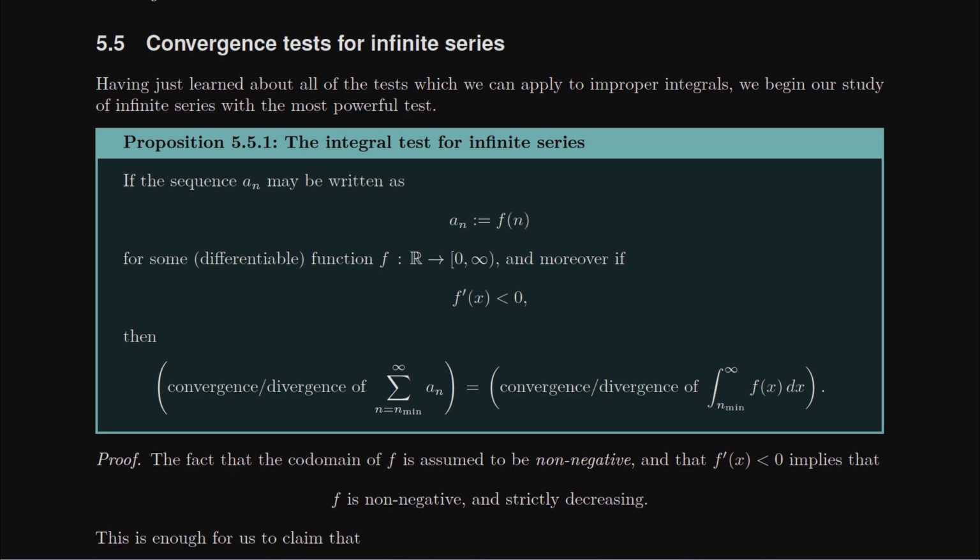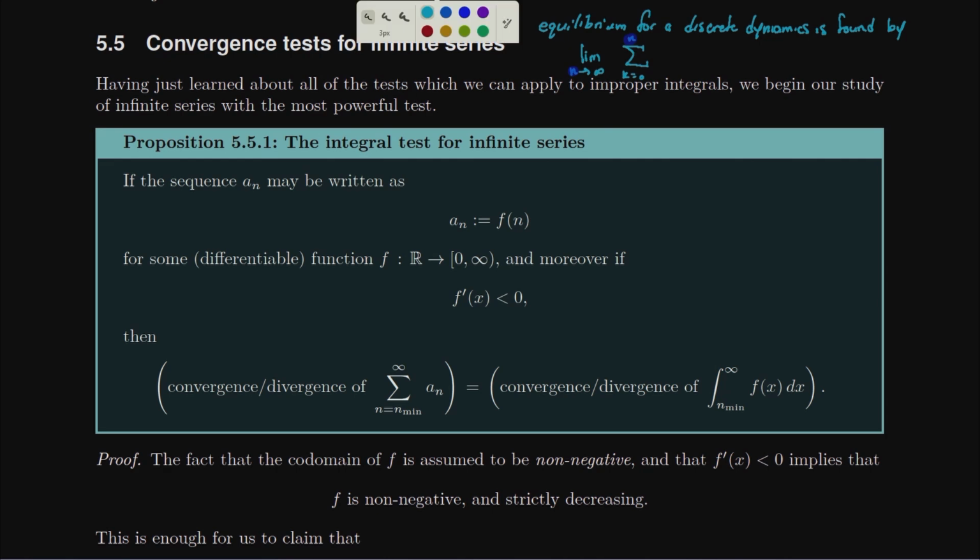Now, I do want to reference the motivation for these convergence tests to be the same as that with the integrals. One of them being that an equilibrium for discrete dynamics is found by taking the limit as your time goes to infinity of the solution to the dynamics, but the solution always looks like a sum where time is playing the upper bound in the sum of some sequence. And of course, this is precisely the definition of an infinite series. And if this is equal to some equilibrium value, we would like to know.